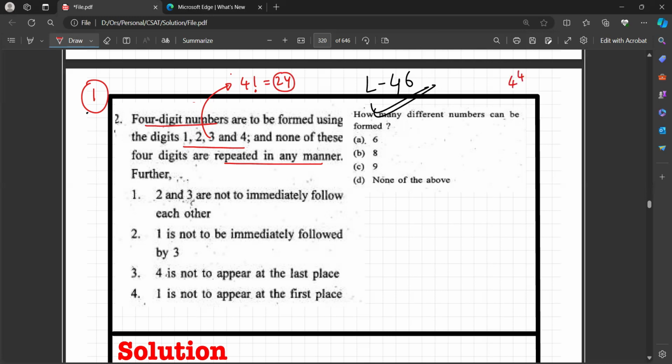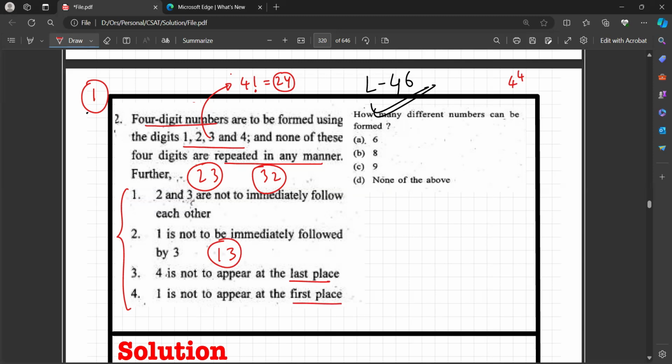Now, certain conditions are given. 2 and 3 are not to immediately follow each other. That means the 2, 3 combination cannot be there, and 3, 2 cannot be there either. 1 is not to be immediately followed by 3, so the 1, 3 combination won't be there. 4 is not to appear at the first place. Sorry, last place. 1 is not to appear at the first place.